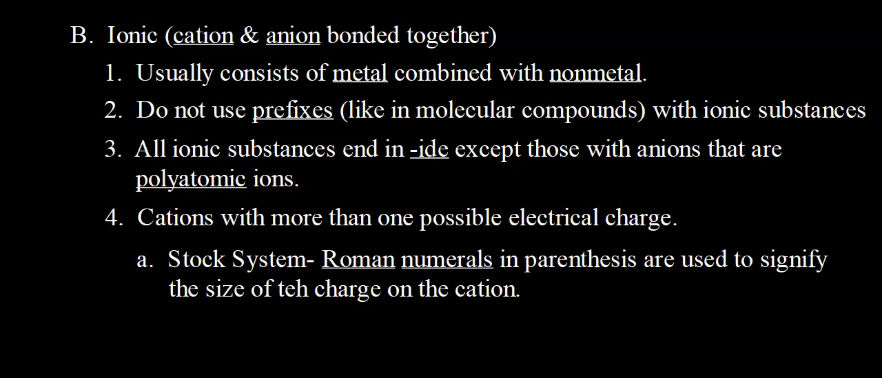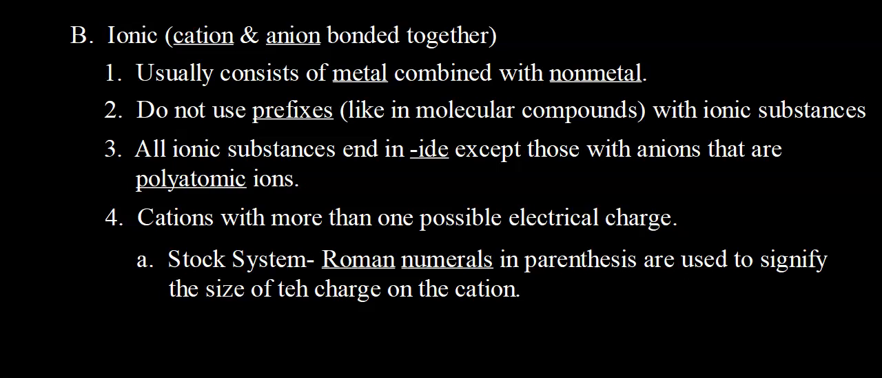For naming ionic compounds, never, ever, ever use prefixes like we do in molecular compounds. No prefixes ever with ionic compounds. In naming ionic compounds, they all end in ide, except for those that have an anion that is a polyatomic ion. So all monatomic anions end in ide, like oxide, fluoride, bromide, selenide, nitride. But if the anion is polyatomic, then we just take the name of the polyatomic anion.